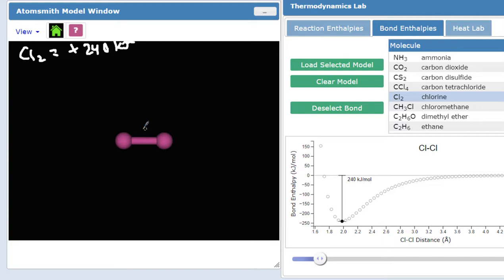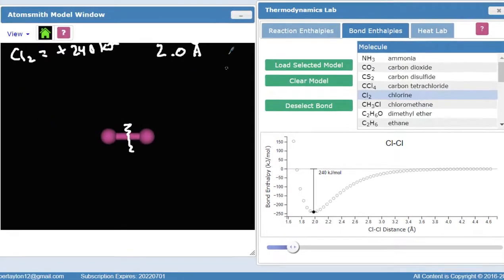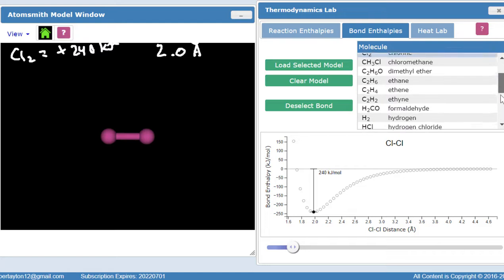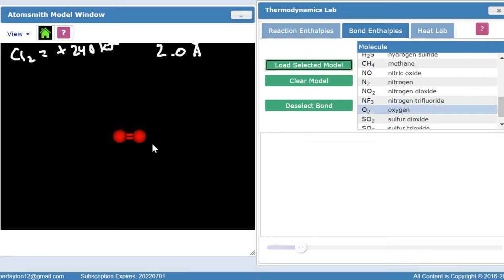So it always takes energy to break these bonds. And look at the bond distance. It's 2.0 angstroms. It's a really long bond. Okay, so let's load a different one. Let's load a double bond. Let's load oxygen gas, and let's take a look at oxygen gas.